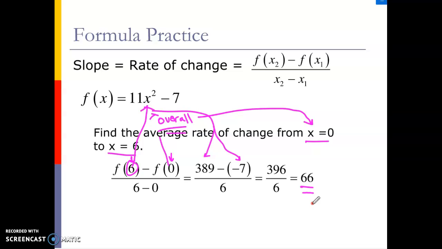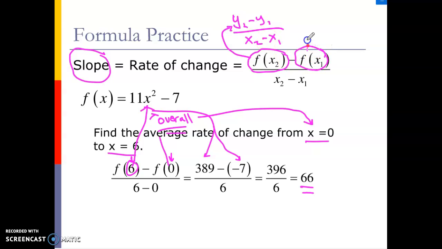So that's our function notation for finding rates of change. Just keep in mind, it is the same thing as slope. It's the same thing as y2 minus y1 over x2 minus x1, if you're more comfortable with that. And this is the formal notation for saying y2, and this is the formal notation for saying y1.